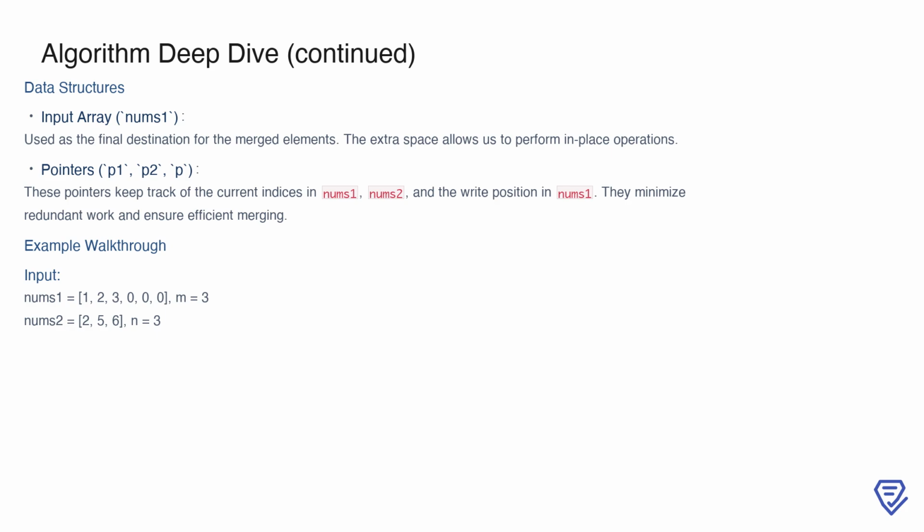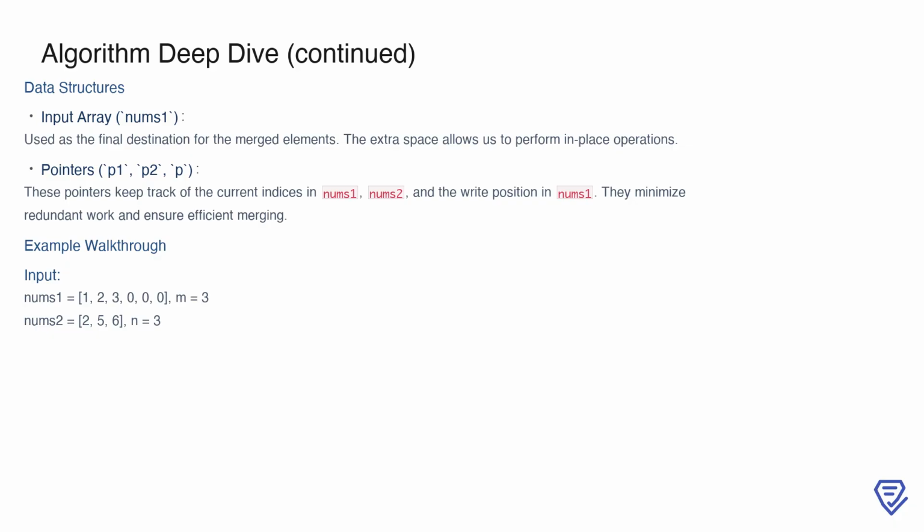The 3 pointers p1, p2, and p play a crucial role in ensuring efficiency. The pointer p1 tracks the current element in the valid portion of nums1, p2 tracks the current element in nums2, and p determines where the next largest element should be placed in nums1. By using these pointers, we avoid redundant work and ensure that the merging process is both fast and orderly.